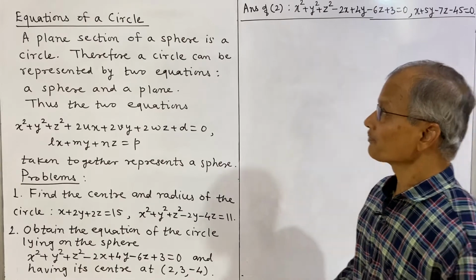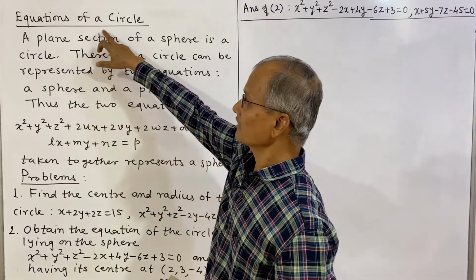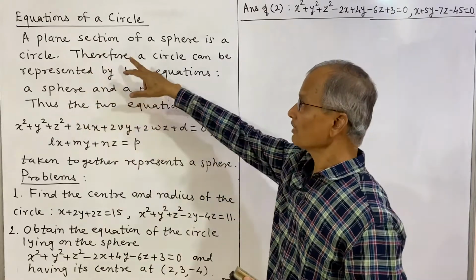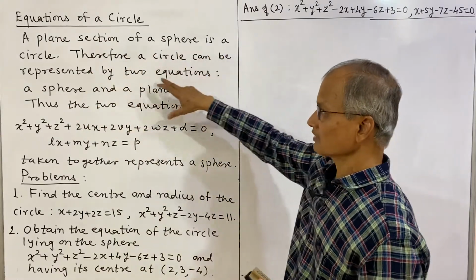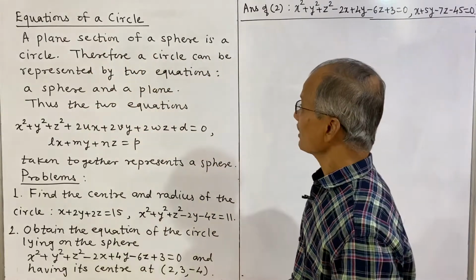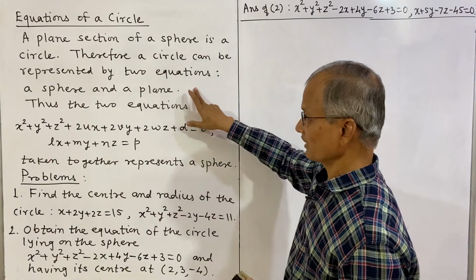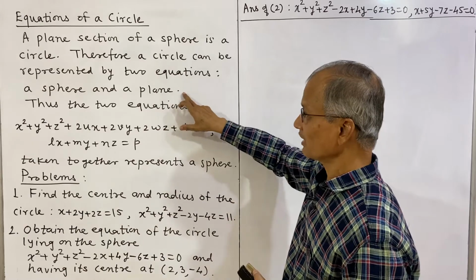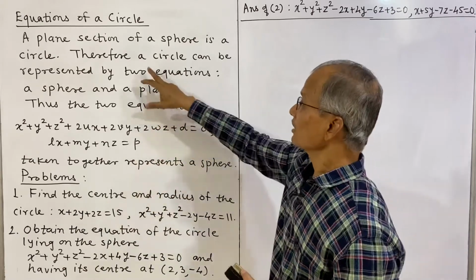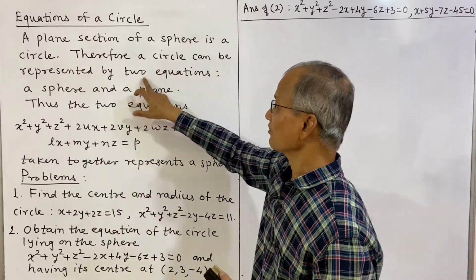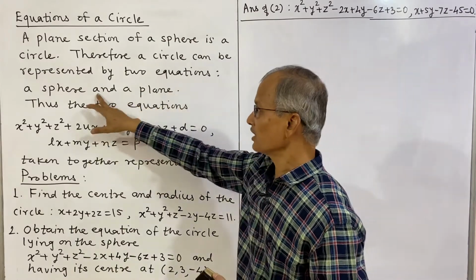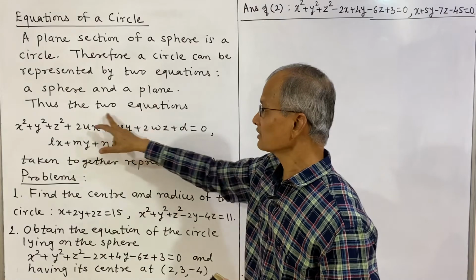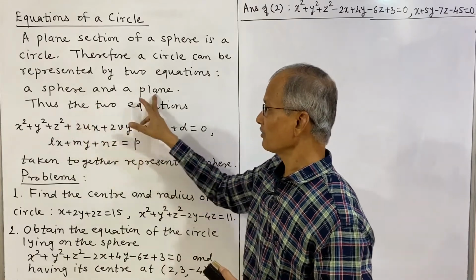So, first we have written how the equation of a circle is represented. We know a plane section of a sphere is a circle, and therefore, a sphere together with a plane represent a circle. So, a circle can be represented by two equations, a sphere and a plane, because the intersection of these two is a circle.